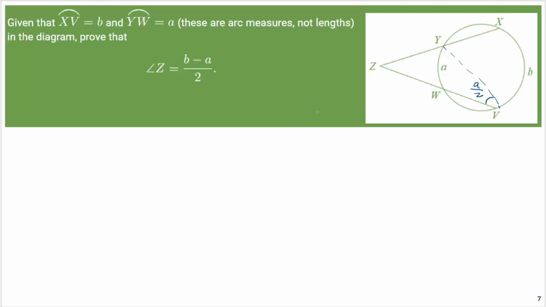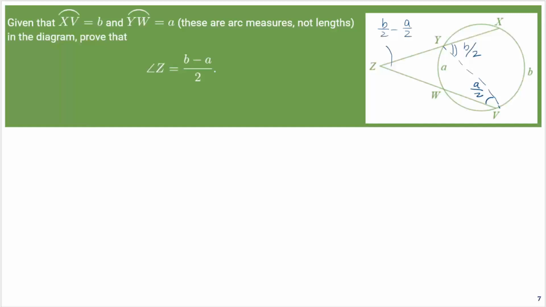Because this angle is inscribed in the arc YW. And of course, this angle here is inscribed in arc XV. So that angle here is B over 2, right? And then this angle here is B over 2 minus the other angle here, A over 2, because angle XYV is the external angle of triangle VYZ, of the angle Z and angle YVZ, right? Therefore, we have proved angle Z equals (B minus A) over 2.